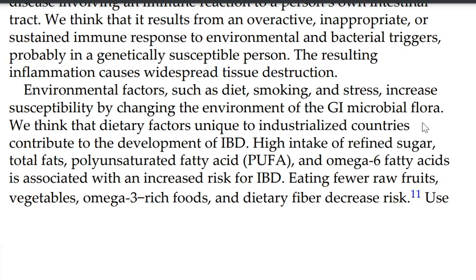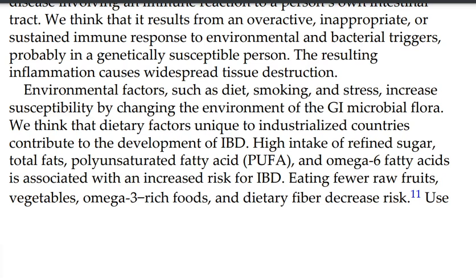Inside your GI tract, you have this beautiful world, this ecosystem of microbial flora. When we take antibiotics, we change that flora. When we smoke, we change that flora. Our diet can change that flora. So, things can happen, right?